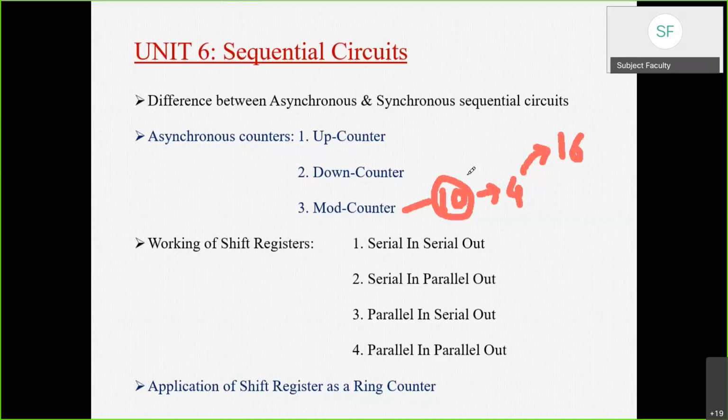And how have we achieved that? We have used one NAND gate, and it was connected to Q4 and Q2. So basically it is a mod counter only, but the only thing is, whichever states you have to skip, you have to use suitable logic for that.